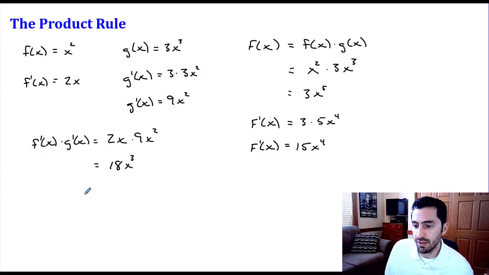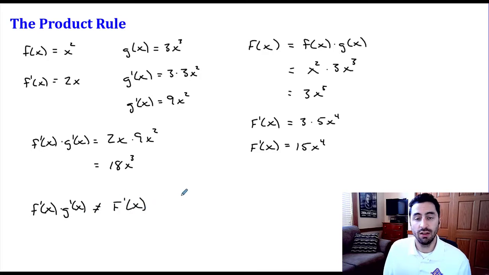And as you can see, these simplified expressions are not the same. So in other words, f prime of x times g prime of x is not equal to capital F prime of x. In other words, the product of the derivatives is not equal to the derivative of the products. So that may be a surprising thing, right? It's not the same as our addition or subtraction rules we have for derivatives. So we need a new rule. So why don't we take a look at that?